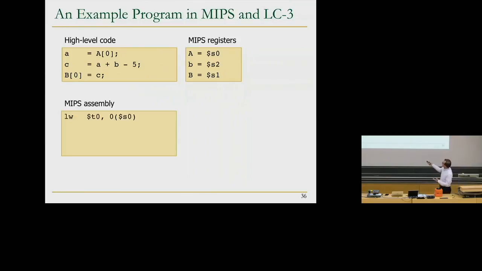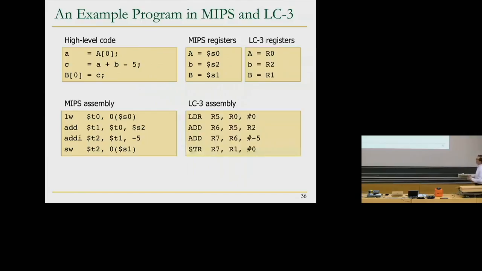Basically, you load the first element of array 0. This is the base address of the array, A, and add 0 to it, and load the result into T0. And then add T0 to S2, which is B, as we said, and store the result in T1, and subtract 5 from T1 by using the add immediate, store the result in T2, and store the word in T2 to the first word of this array, which is starting at S1, and you add 0 to it because this index is 0. So hopefully this is obvious at this point.